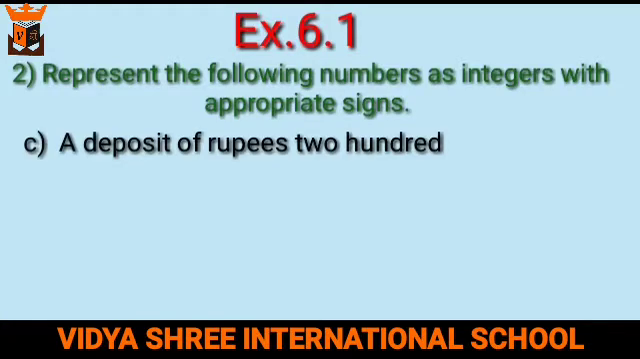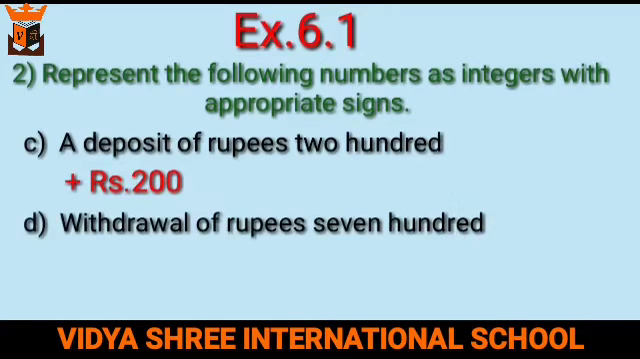C part is a deposit of rupees 200. So it will be represented as plus rupees 200. D part is withdrawal of rupees 700. So withdrawal means you are taking out the money. So it will be represented as minus rupees 700.